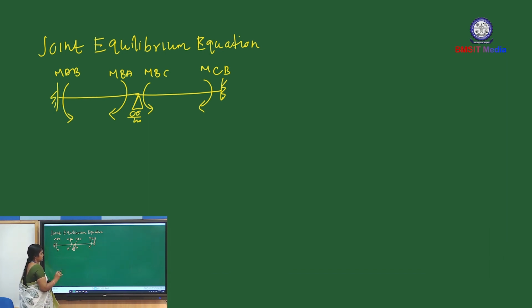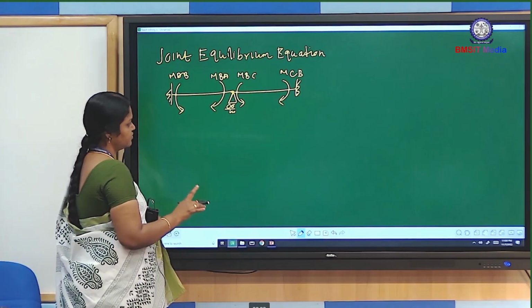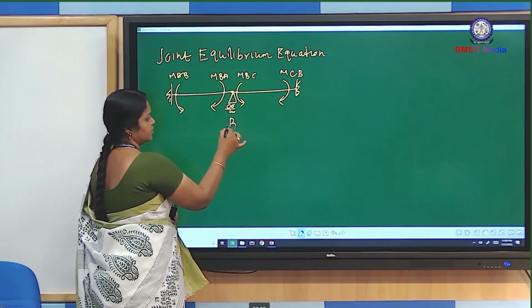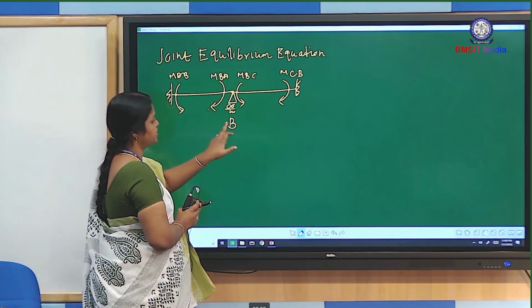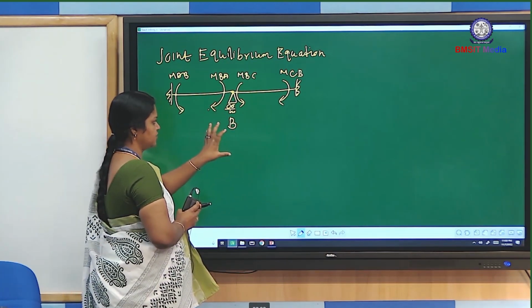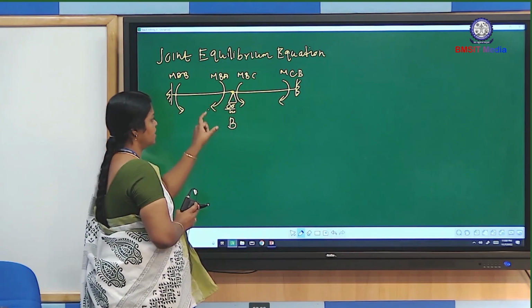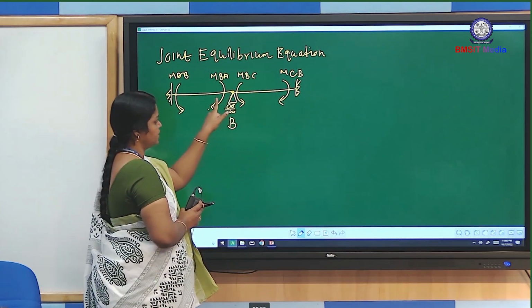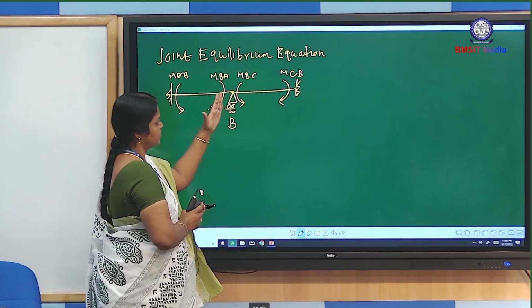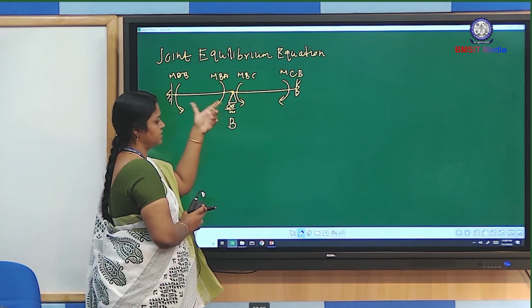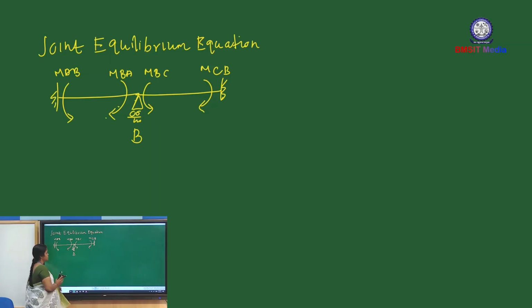In all those equations, theta B is unknown. Theta B means rotation at joint B. So we have to write down the joint equilibrium equation at joint B because the unknown is theta B only. At the joint, the sum of moment equals 0. Always at the joint, the sum of moment will be equal to 0, then only the stable condition is maintained. So now write down the joint equilibrium equation at B, that is sum of moment about B equal to 0.